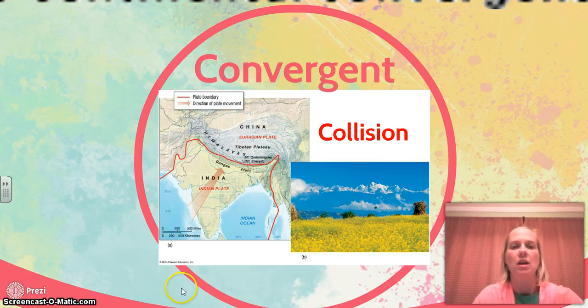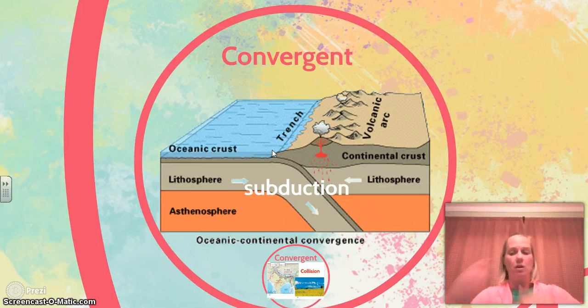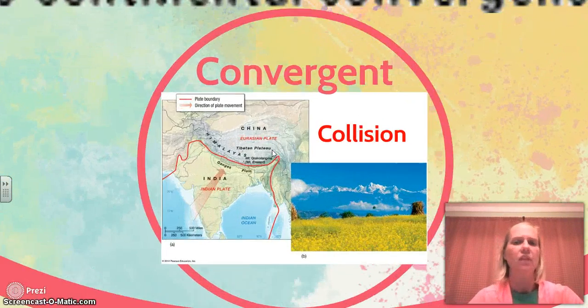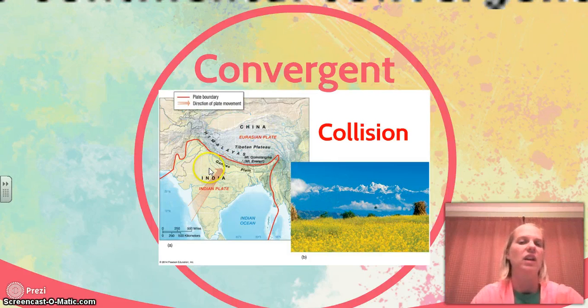What you see right in this area is the Himalayan mountains. That's an example of a convergent boundary that results from a collision. So the first type was a subduction. One sinks. That's mountains along a coastline. The second type is a convergent because of a collision, and that's going to be mountains inland, like the Himalayas.